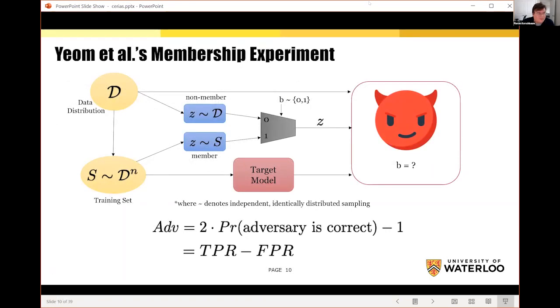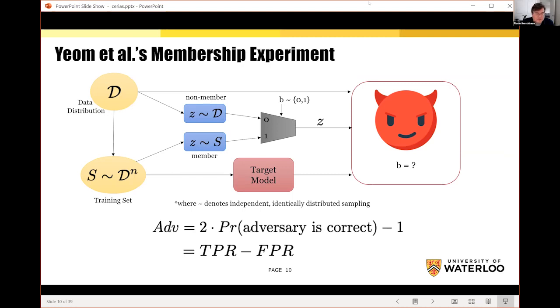So this is the formal game they came up with, and this is kind of important to see. You have a data distribution of all of the possible samples. You sample a training data set, and they assume independent, identically distributed sampling. Then you either sample a member from the data set or a non-member from the distribution. Then depending on a bit b, you give either of the two to the adversary, along with the trained model, the target model. He also gets the distribution, but we ignore that for now. Based on the target model and this sample, which with 50% probability is a member, or with 50% probability is a non-member, the adversary is supposed to output its guess which of the two it is.